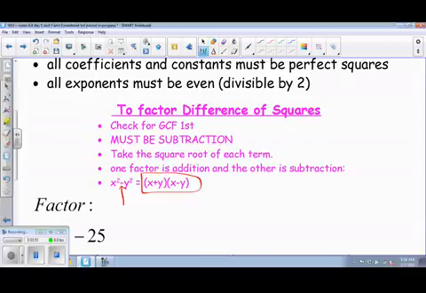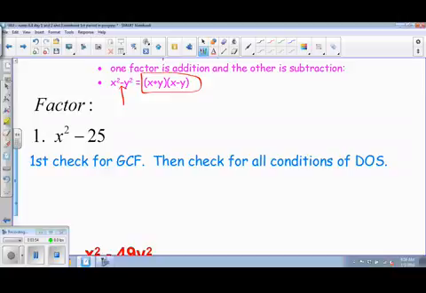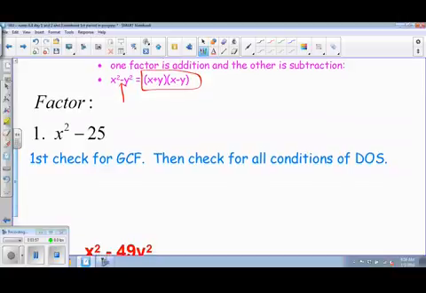The AC method actually still works for this. What are we missing in here? We're missing that middle variable, right? If we put a placeholder, say we put 0x, let me do this over here. You don't have to write this down. So let's say we have x squared, and we add a placeholder, plus 0x minus 25.